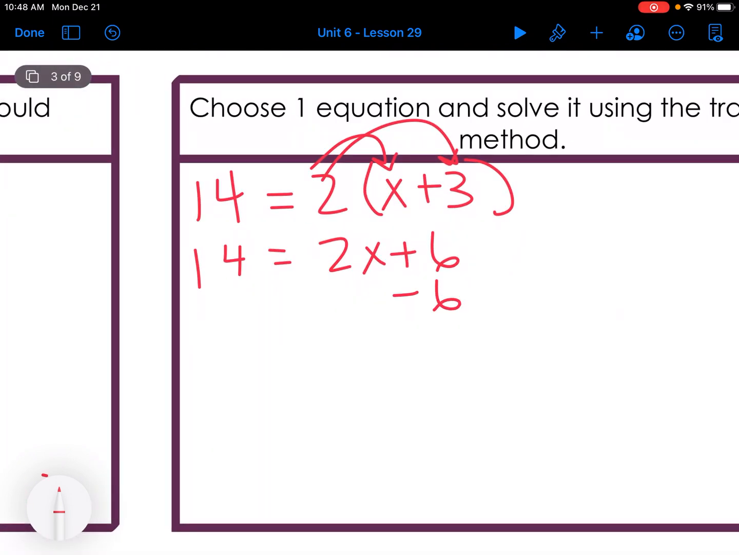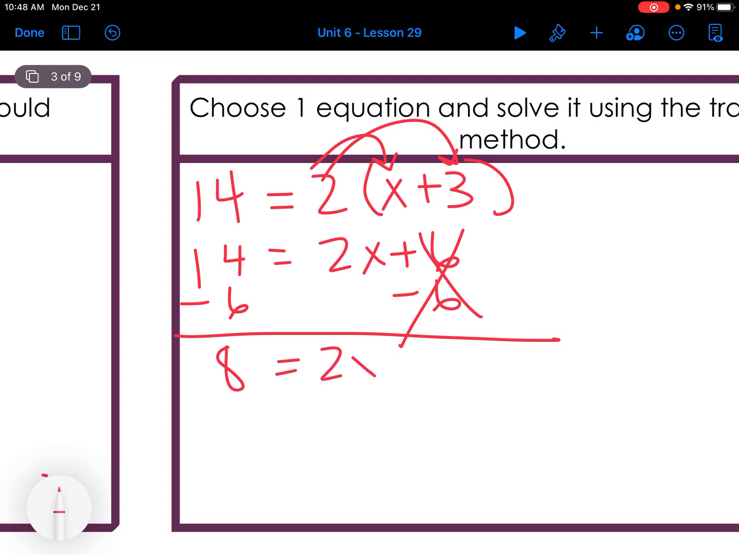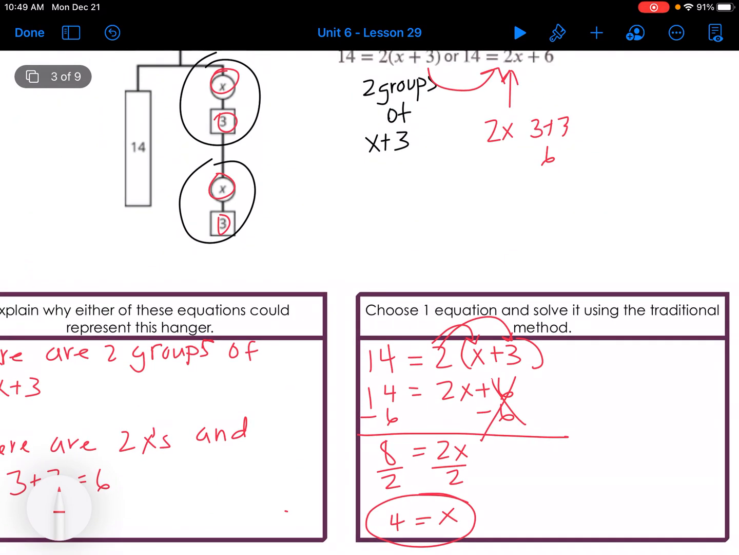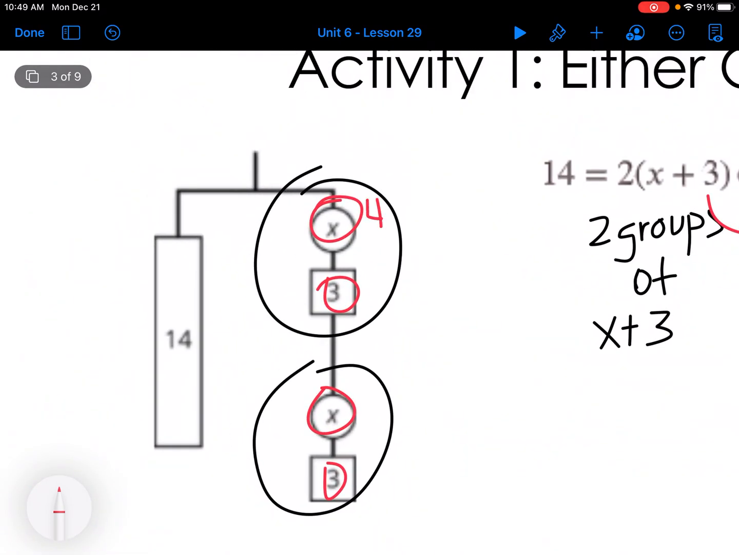So I'm going to zero out first. That means I'm going to subtract 6 on each side, so I'm left with 8 equals 2x. Then I'm going to divide by 2, x equals 4. So if I want to test it and see if I'm right, I can go back to my diagram. If I put a 4 here and a 4 here, 4 plus 3 is 7, 4 plus 3 is 7, 7 plus 7 is 14. It adds up, it works.